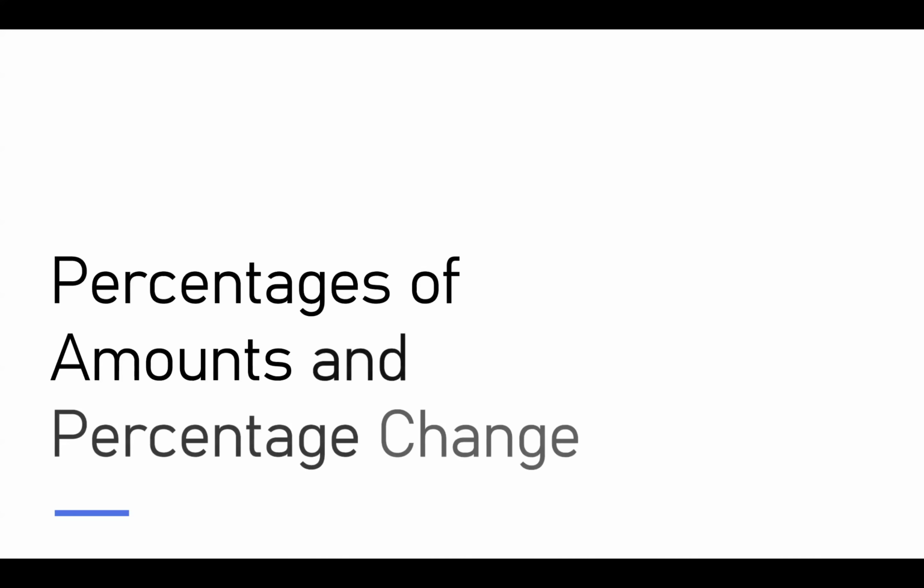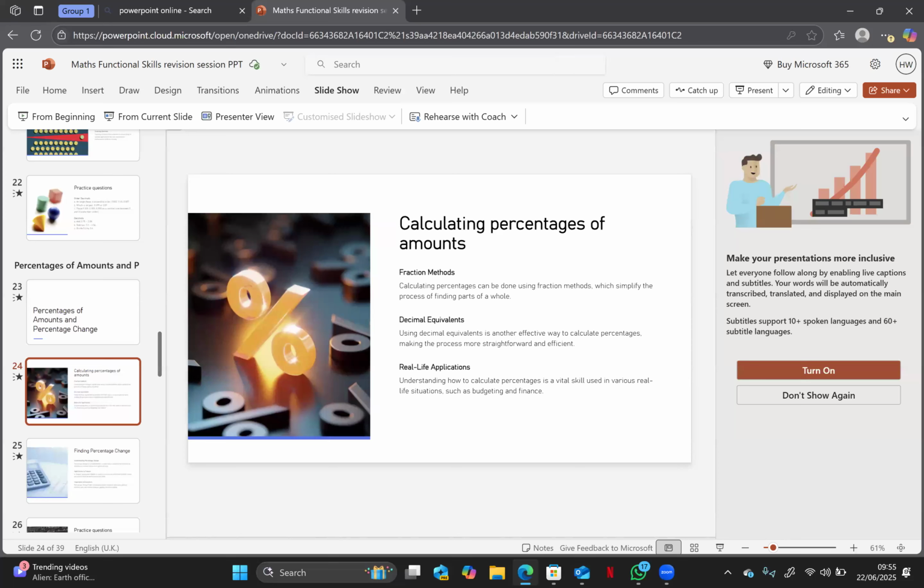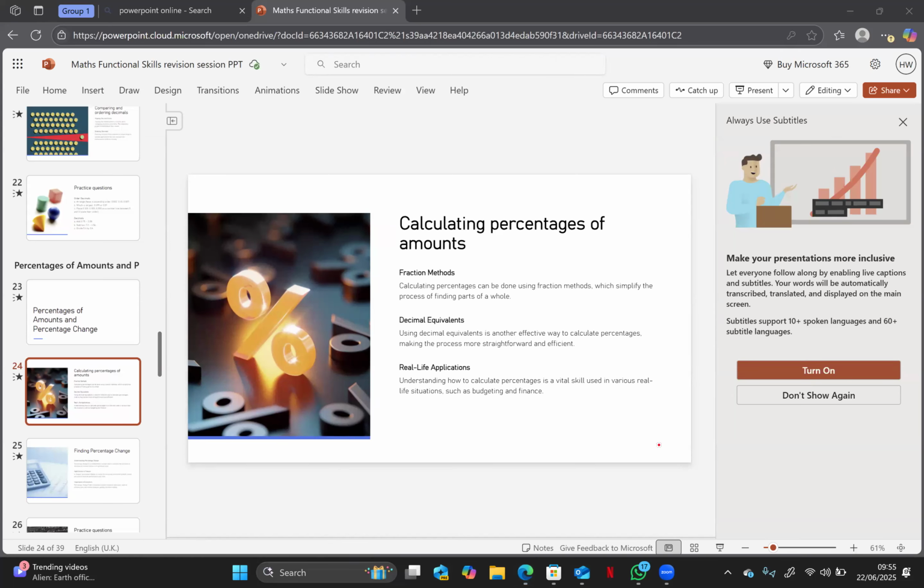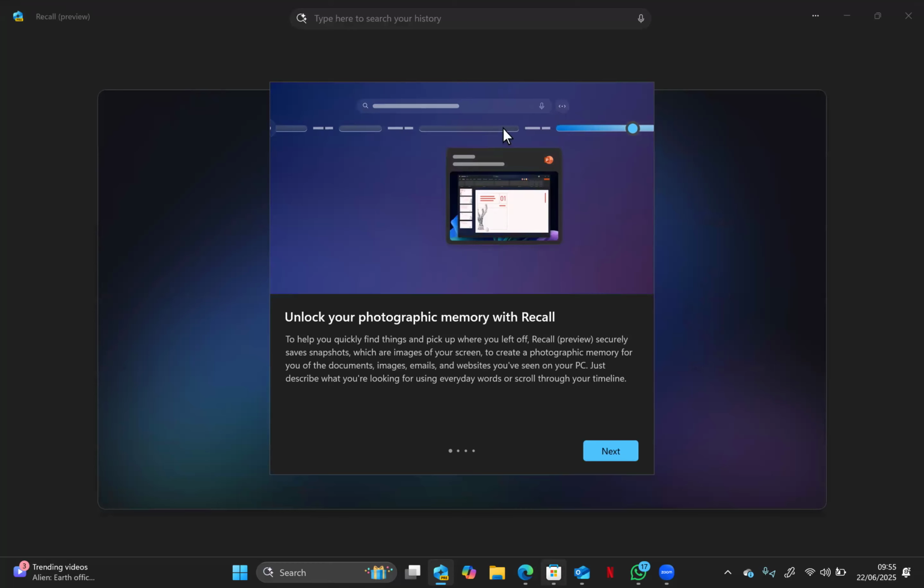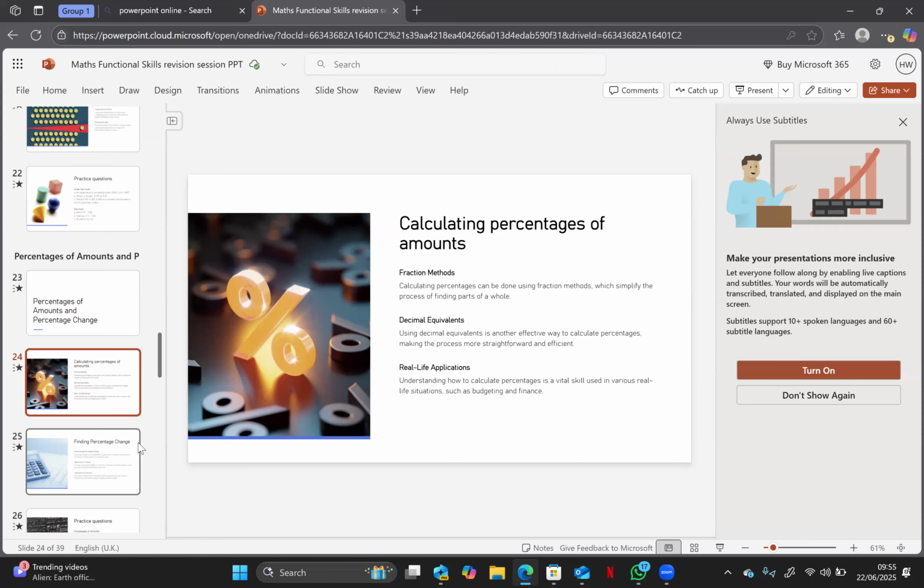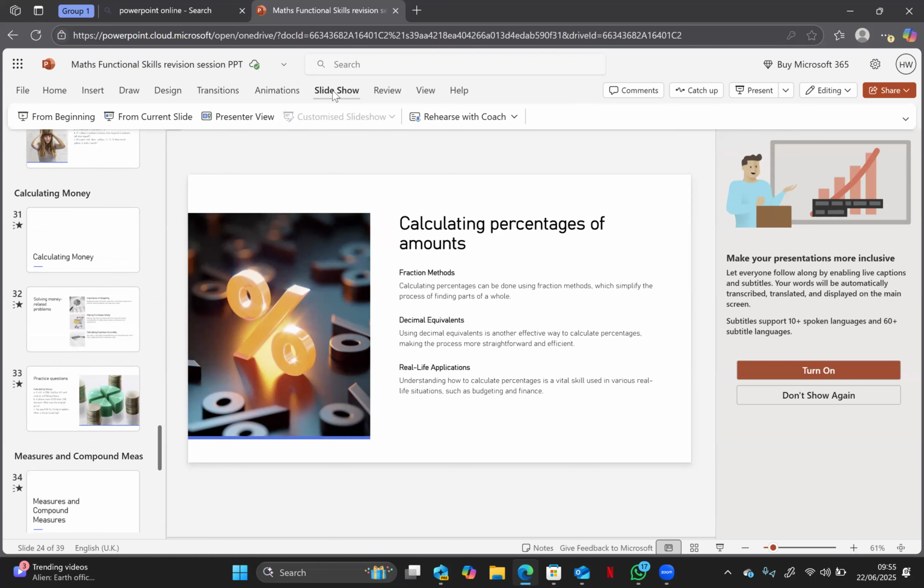So, percentage of amounts and percentage change. Sorry. What's going on here? Let me just start the slideshow again.